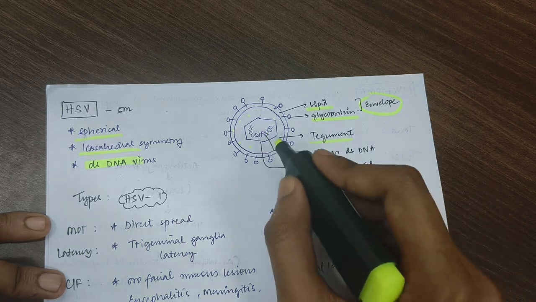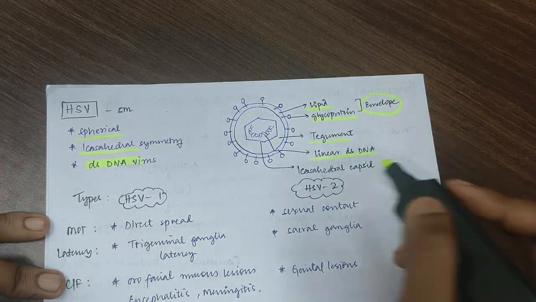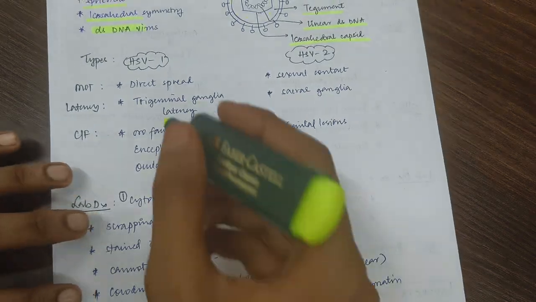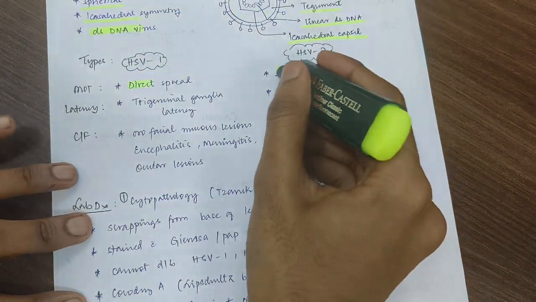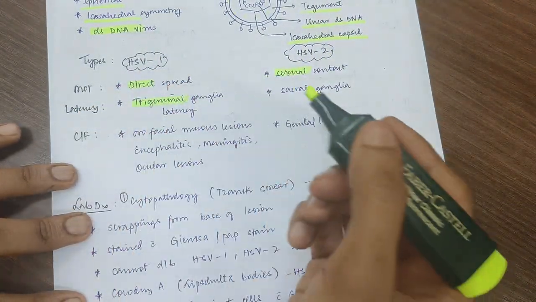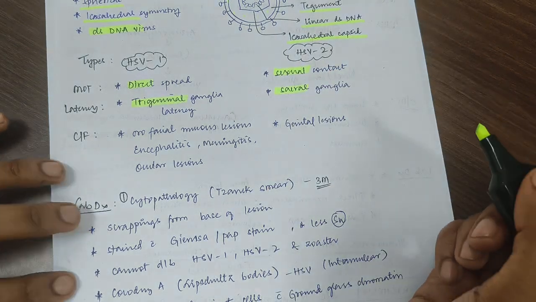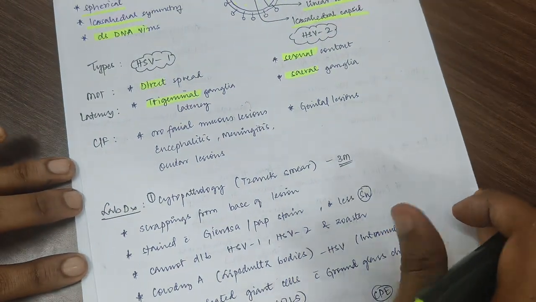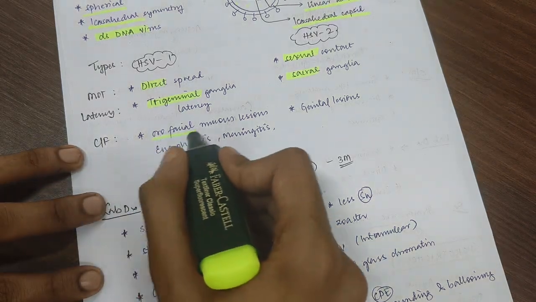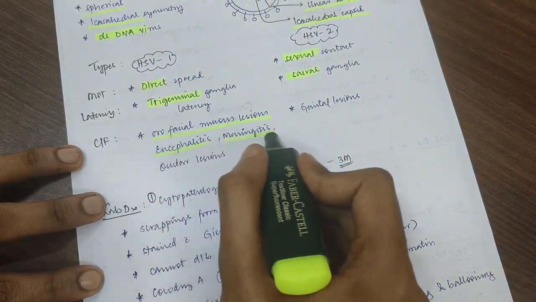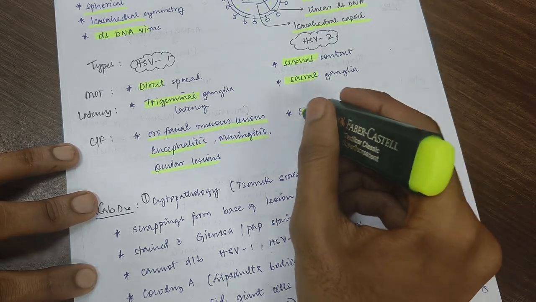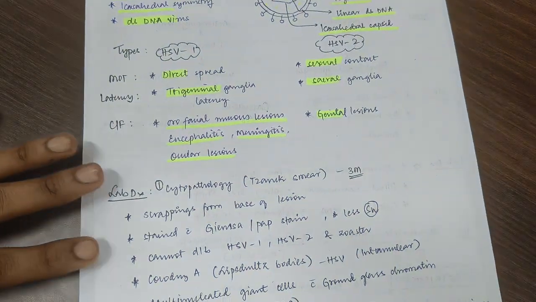Then innermost linear double stranded DNA with icosahedral capsid. What are the types? Type 1 and type 2. Type 1 is direct spread, type 2 is sexual spread. Here it is having trigeminal latency, here it is having sacral latency. Most commonly HSV1 will be affecting the above vest, such as orofacial mucous lesions, encephalitis, meningitis, ocular lesions, whereas HSV2 is below vest, that is genital lesions.